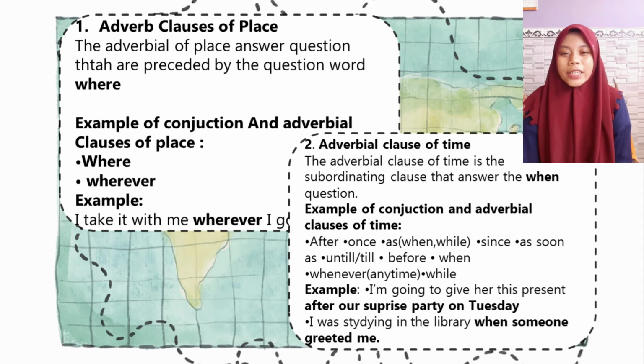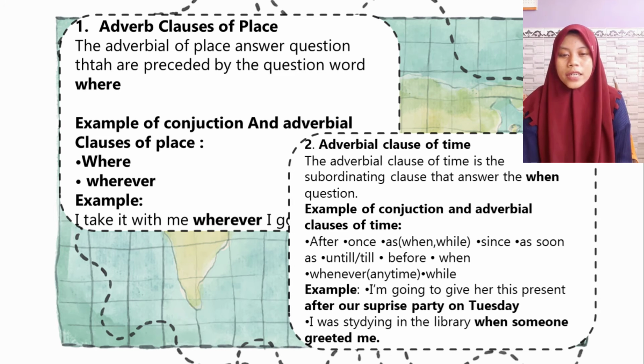Examples of conjunctions of adverbial clauses of place: where, wherever. Example: I take it with me wherever I go. The second is adverbial clause of time. The adverbial clause of time is the subordinating clause that answers the when question.